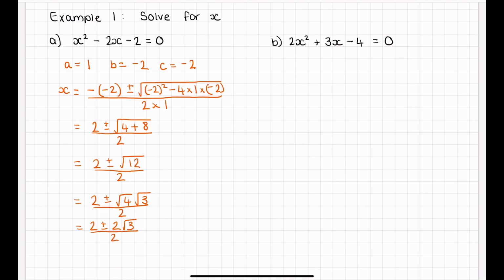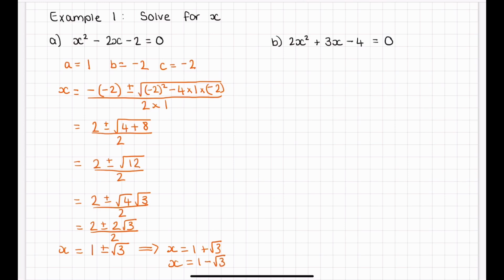Now, fractions, remember, we can only simplify it if everything has that factor in it. And you'll see here, we can divide every single one of these parts by 2. So 2 divided by 2 is 1, plus or minus 2 root 3 divided by 2, which will give us root 3. And then the 2 on the bottom will just be 1, so we don't need to write it. So our solution to this one is 1 plus or minus root 3. And remember, if we wanted to, we can split it so x would equal 1 plus root 3, or x would equal 1 minus root 3. So remember our two solutions.